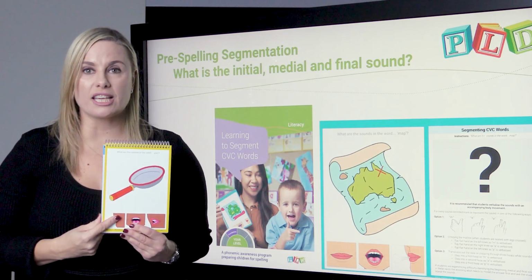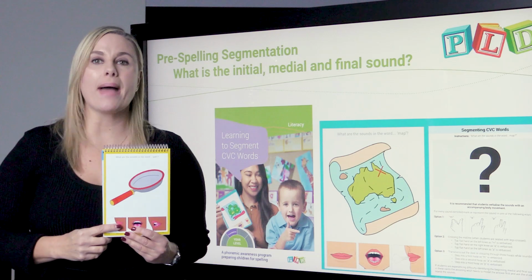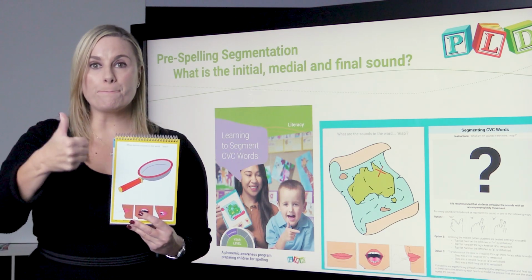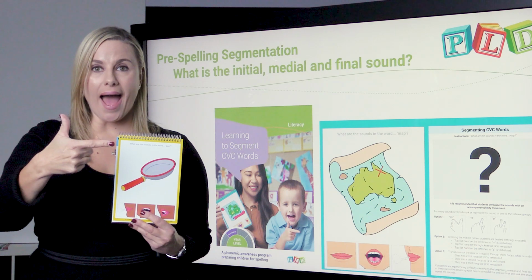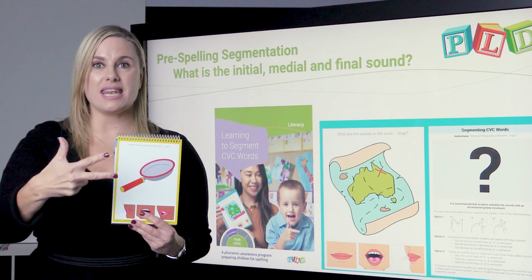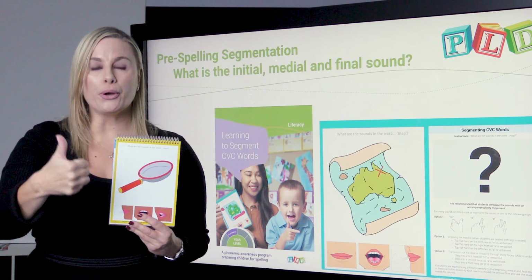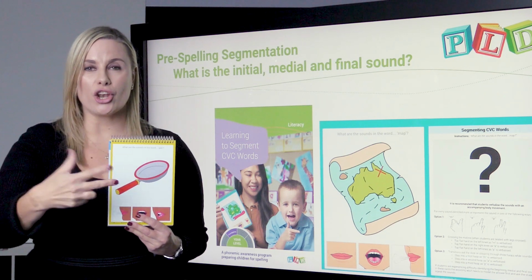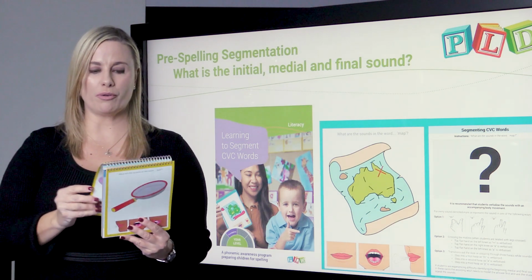What are the sounds in the word pan? Pan. I have p, a, n. Everyone. P, a, n. Pan. Okay, one more.